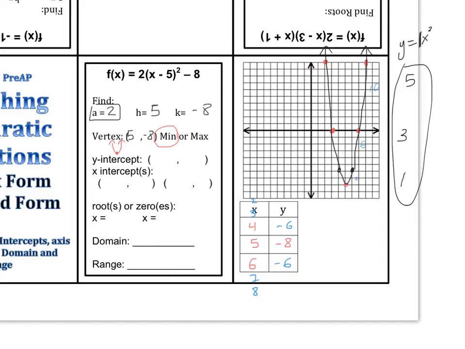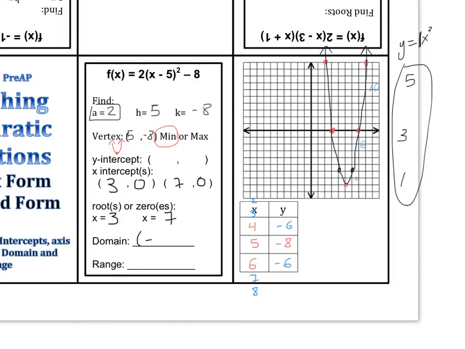Now the x-intercepts are things I can find from my graph. So the x-intercepts are these 2 points. So in this case, they are 3, 0, and 7, 0. Now roots means x equals 3 and x equals 7. I have 2 roots, 2 zeros.